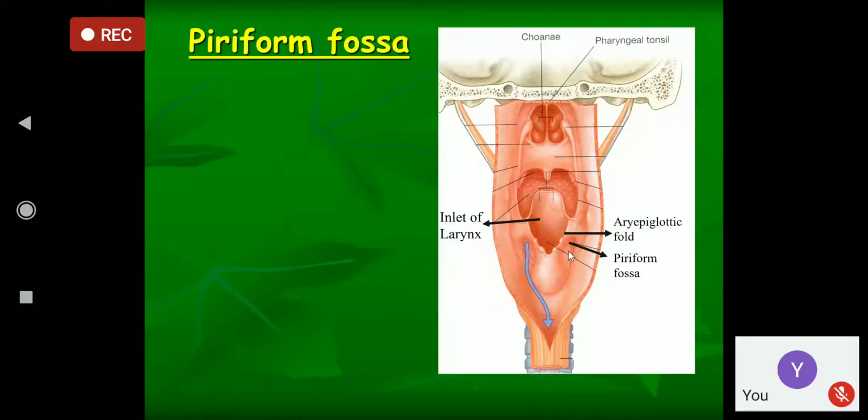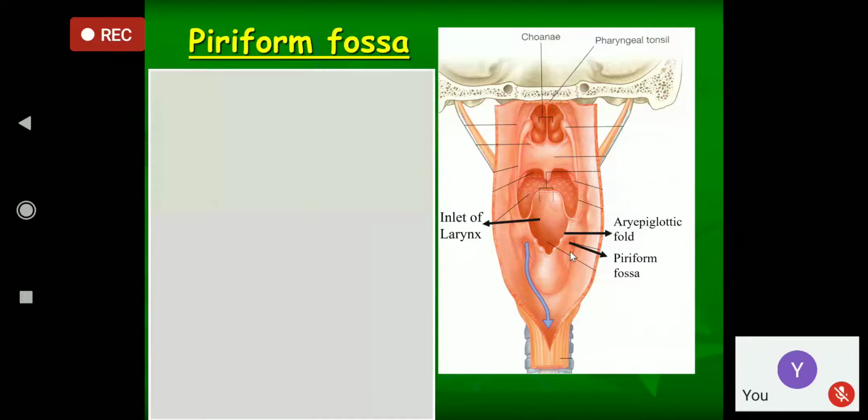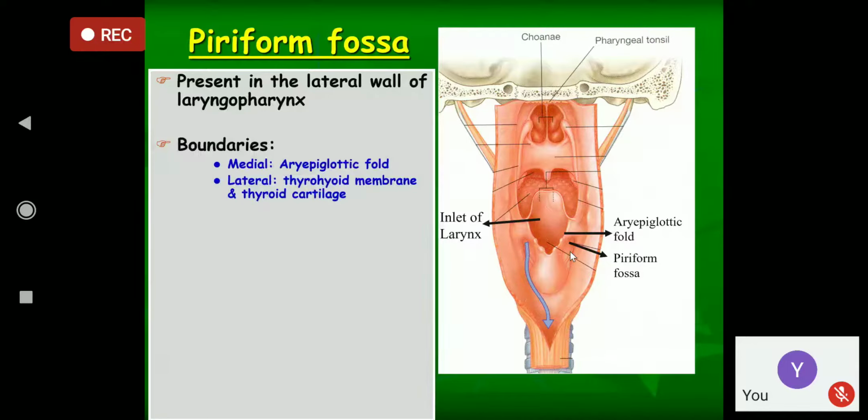This pyriform fossa is very important. This is important from your exam point of view, and it is also important for your practical exam. In your anatomy practical exam, they will flag over here and you have to identify the pyriform fossa. The main thing you have to know about the pyriform fossa is the boundary, the relation of the floor, and the applied anatomy.